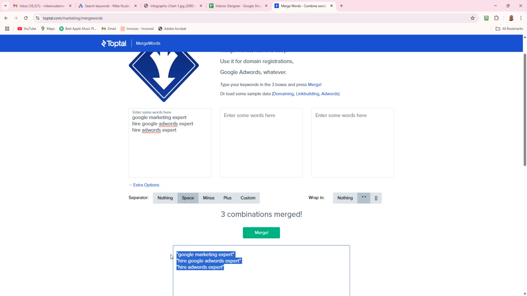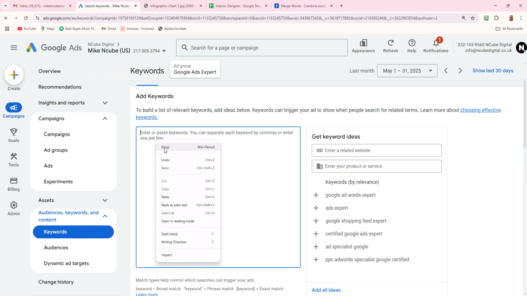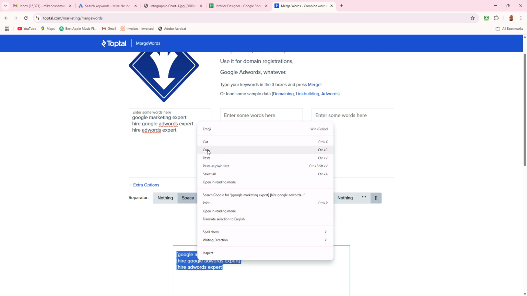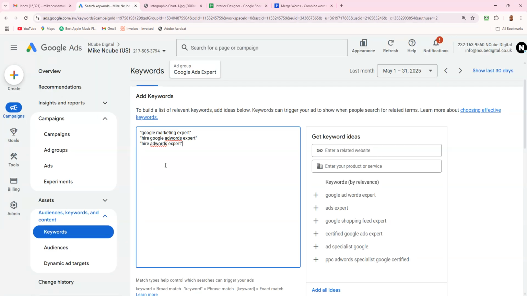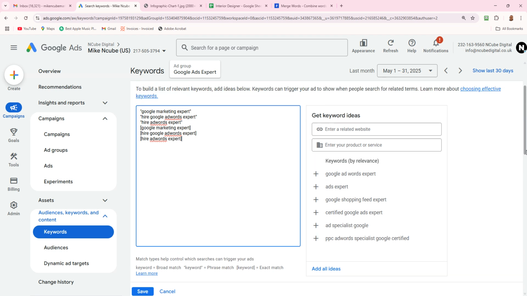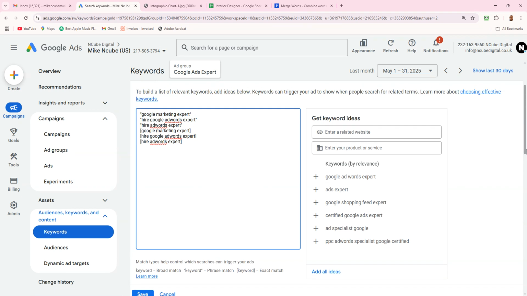Then there I have them in phrase match, cut, go back to Google Ads, paste them there. Then I can also do an exact match version for each of those keywords that I found, and I add them here. Once I'm happy with all my keywords, you would do this for your interior design business or any other business you have, and then click save. So you'll be building those keywords for each of your ad groups.